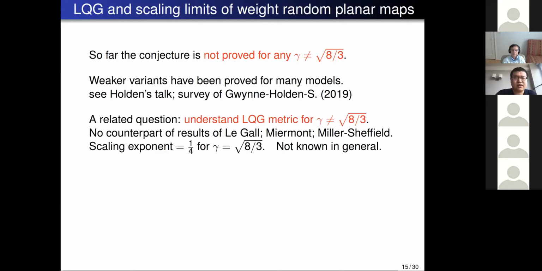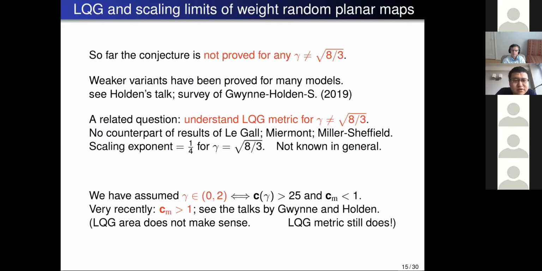And the related very important question is to understand the LQG metric for gamma not equal to square root of 8/3. I want to mention that in this case, there's no counterpart of these very deep works on the metric structure. For example, in this pure quantum gravity case, we know that the metric scaling exponent is supposed to be 1/4, but this is not known in general.